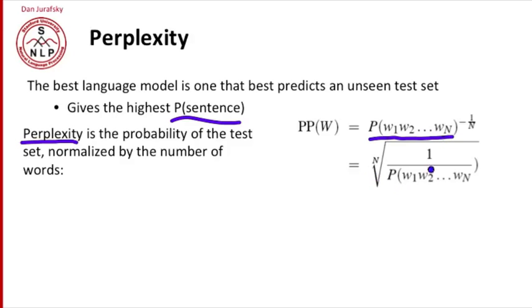So that's the nth root of 1 over the probability of the string of words. The perplexity of a string of words W is the nth root of 1 over the probability of the string of words. So this parenthesis should be here.